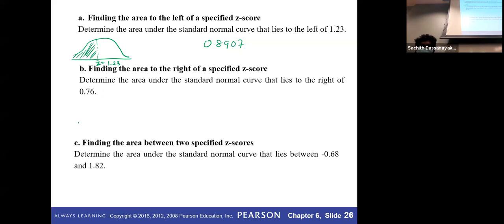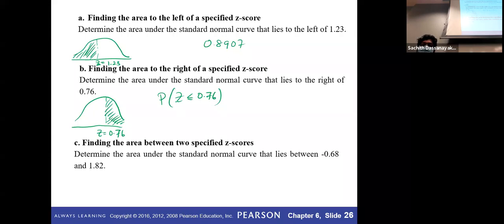Now to the right of, okay, this is to the right. What is the C value? 0.76. So you need this area. What do you have to do? Simply find the probability or area to the left of this point first. So probability of capital C less than or equal to 0.76. I'm using notation, so don't get confused. This means probability or simply area.